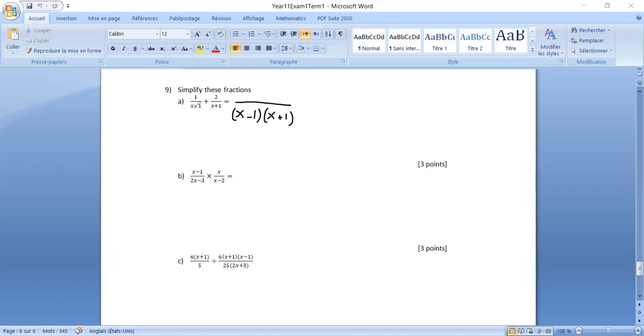For the first one, I need to multiply the upper part and lower part by x plus 1, so 1 times x plus 1. For the second one, I need to multiply the upper part and lower part by x minus 1, so x minus 1 and 2 times x minus 1. After that, I need to simplify the expression and write it in a better way. So x minus 1 times x plus 1, I know that this is x squared minus 1 squared.